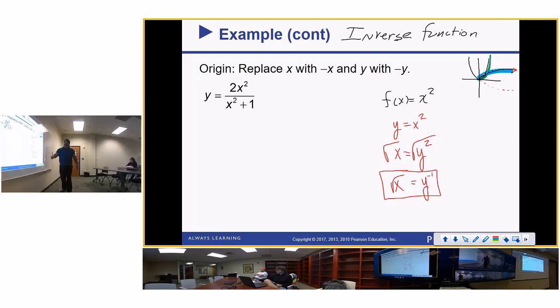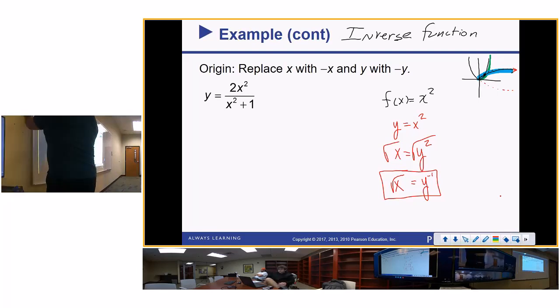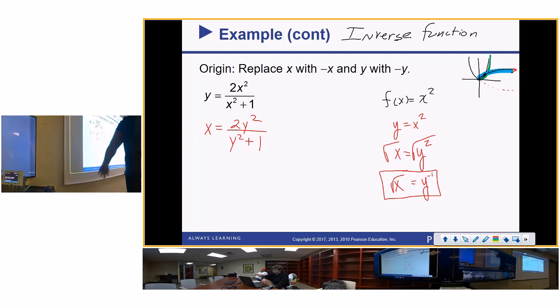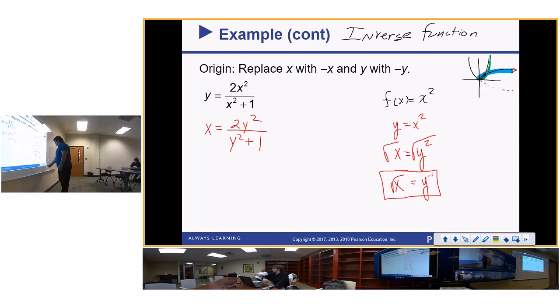So now do it with this. They've already changed it to the other version. So you've got your y. Now what? Interchange. So x is equal to 2y squared over y squared plus 1. Now we need to solve for y. First of all, you got to get rid of the fraction.